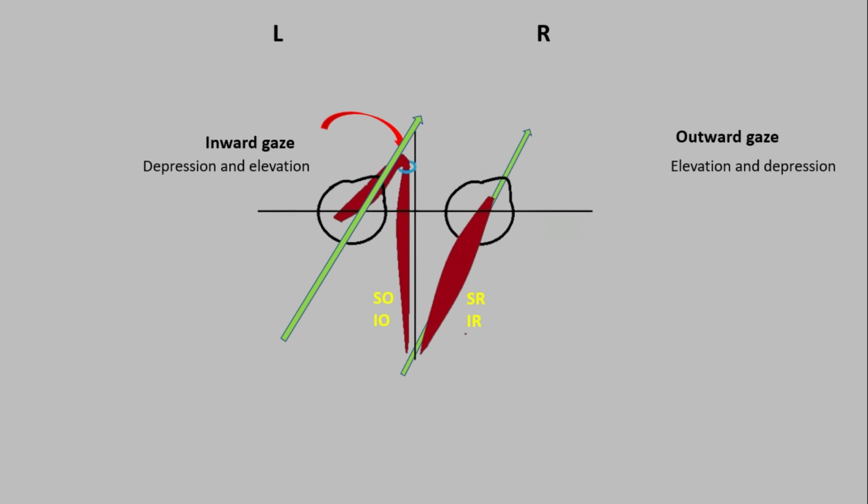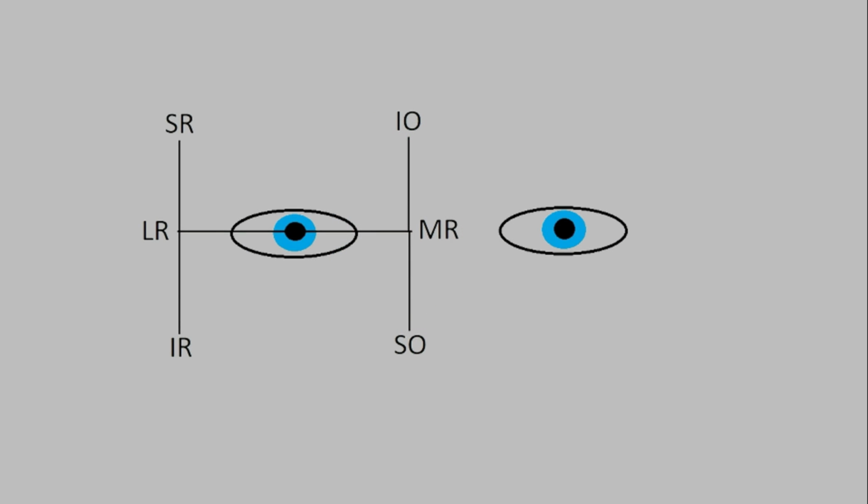That is why, when we are clinically testing extraocular movements by making H, superior rectus elevates and laterally rotates the eye, that is, upward and outward gaze. Inferior rectus depresses and laterally rotates the eye, that is, downward and outward gaze. Inferior oblique causes elevation and inward rotation, that is, upward and inward gaze. Superior oblique causes depression and inward rotation, that is, downward and inward gaze.